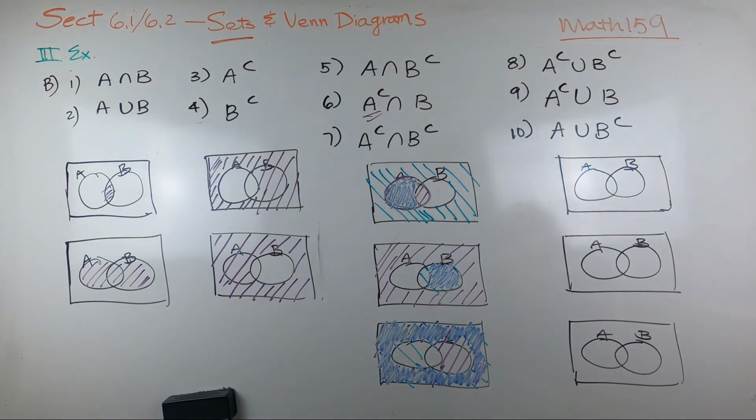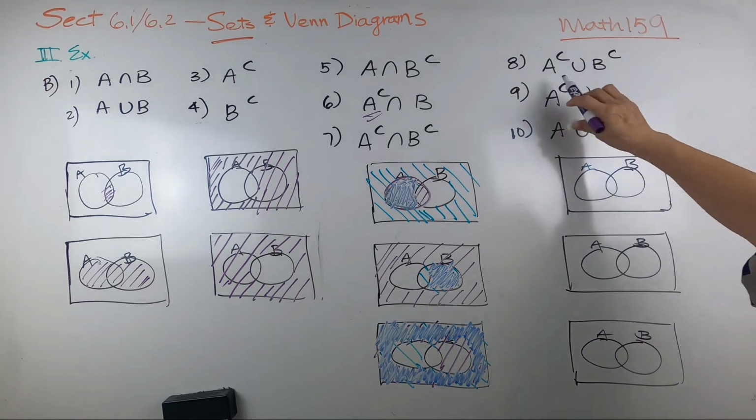That's intersection. Let's do some union. So union has to be both, right? Both of, including either or both. Okay. So let's do A complement.